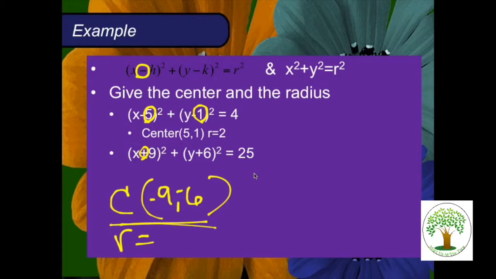It's the opposite of what's there. Yeah, it's opposite. Okay, so you could do it Amy's way. If it's a negative, you put the positive. If it's a positive, you put the negative. Or you can say, which is the same thing, you take the opposite of what's in there. If it's a positive 9 in the formula, it's a negative 9 on the outside. Positive 6, negative. What's the radius? 5. I agree. It's the square root of 25.